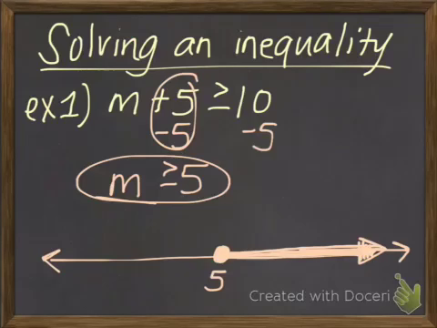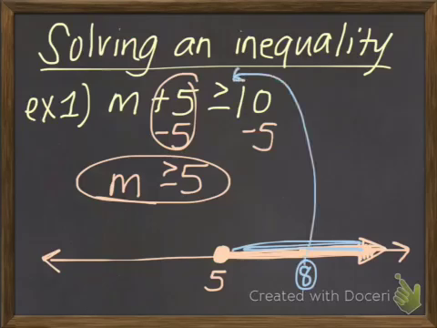Now if I wanted to choose a number to check my work, I could choose a number anywhere over here, any number that's greater than 5. Let's say 8. And I would plug 8 in for m back at the top. So I'm going to pick 8. I'm going to see if that's a solution up here.